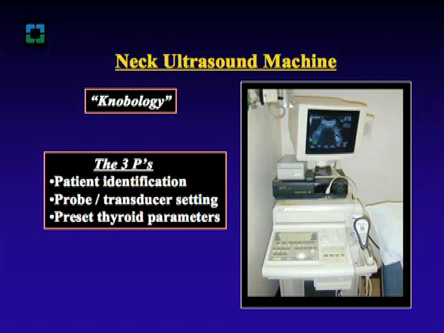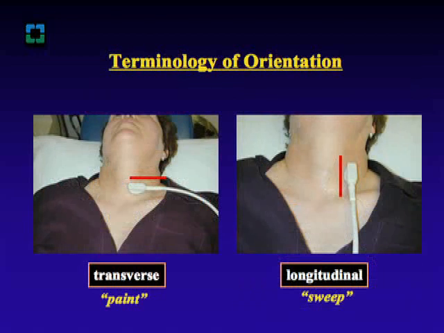Regardless of choice of ultrasound machine and training, the following remains constant. One must ensure proper patient identification along with probe orientation and transducer settings before beginning the examination. Images of structures in the neck are obtained both in the transverse and longitudinal views.